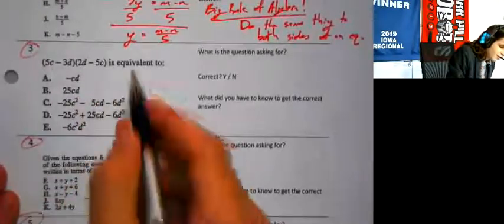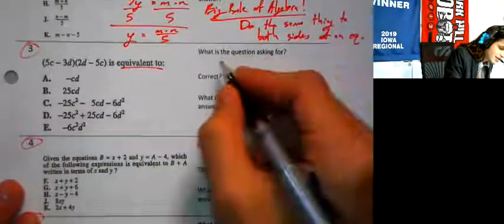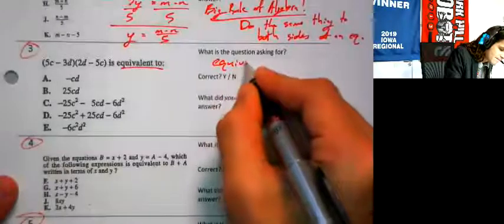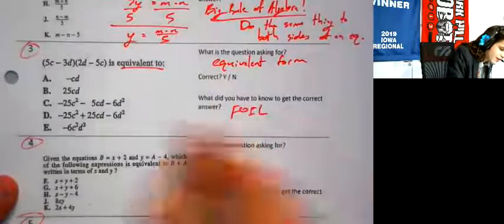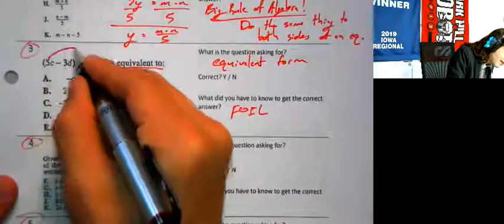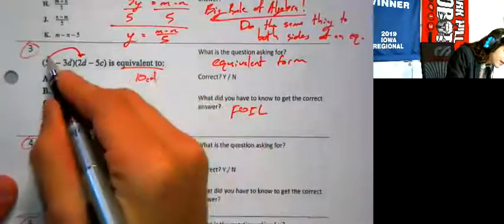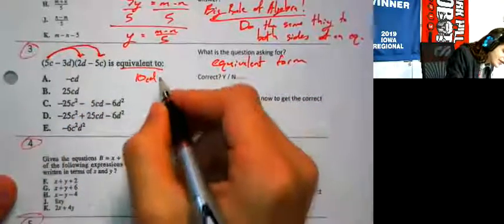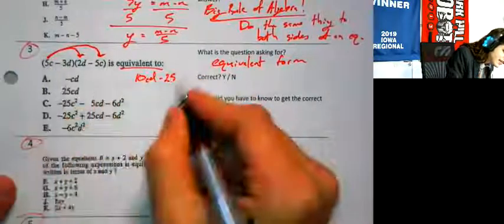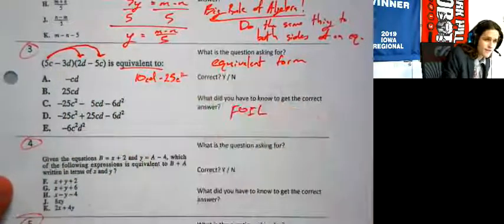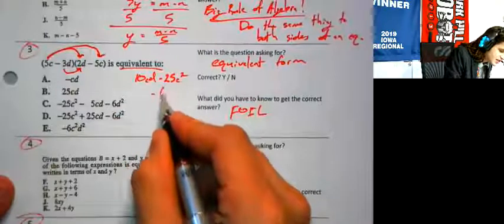All right, is equivalent to what? What's the question asking for? An equivalent form. It's asking us to multiply it out. What are you going to have to know? You're going to have to know how to FOIL: first, outside, inside, last. If I multiply the first two terms together, I've got 10CD. If I multiply the outside terms together, I've got minus 25. C times C is C squared. Negative 3D times 2D is negative 6D squared.